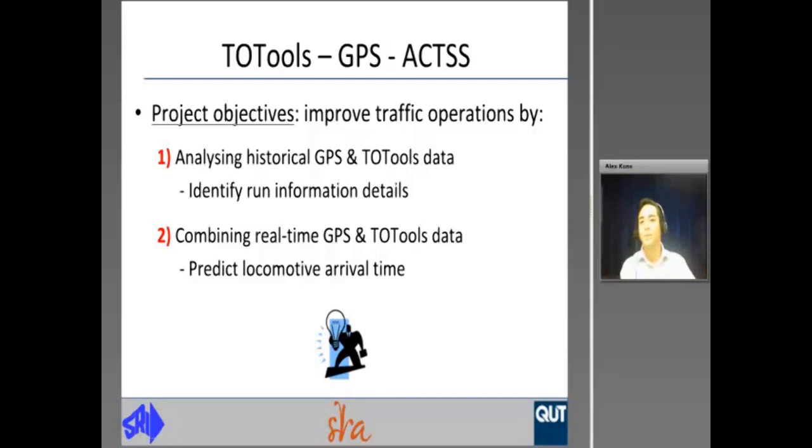So we then combine these 3 systems and develop our project. Our project consists of 2 algorithms. The first one identifies run information based on historical GPS and Steel Tools data. And the second one predicts locomotive arrival time based on real-time GPS and Steel Tools data.